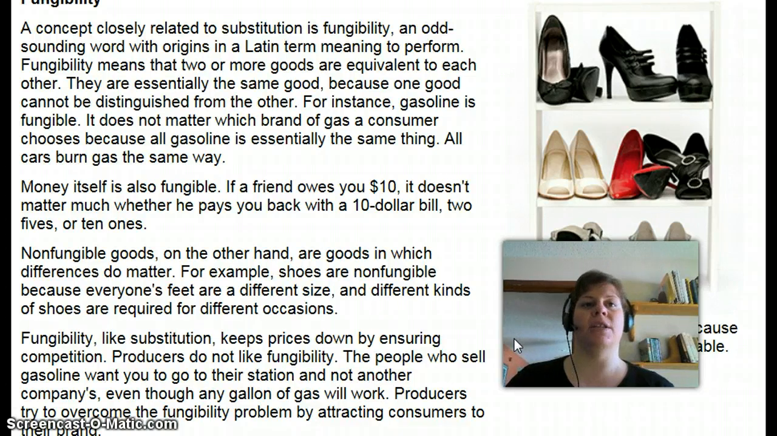Fungibility, like substitution, keeps prices down by ensuring competition. Producers do not like fungibility. The people who sell gasoline want you to go to their station and not another company's, even though any gallon of gas will work.